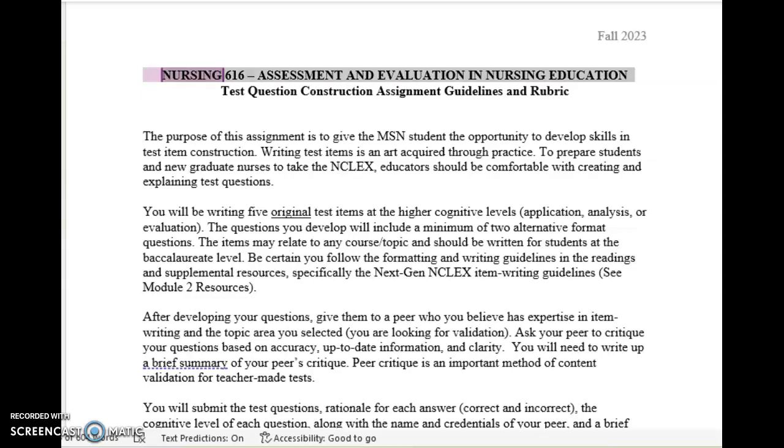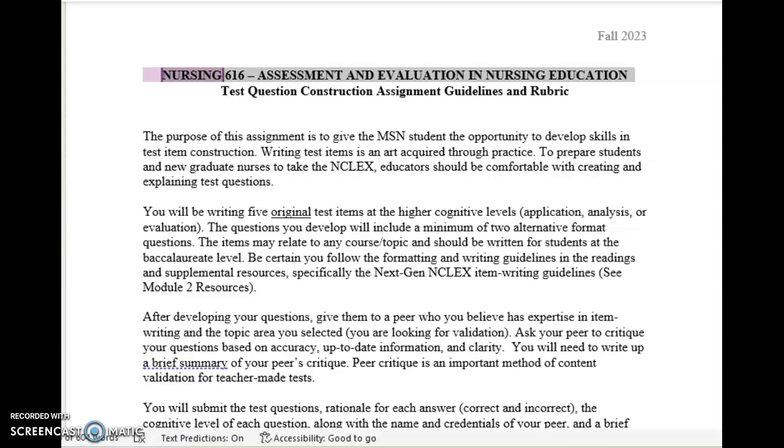So if you have had an opportunity to review the guidelines, you will see that I want you to write 5 original test questions at the higher cognitive level. And now, 2 of those questions should be an alternate format type.